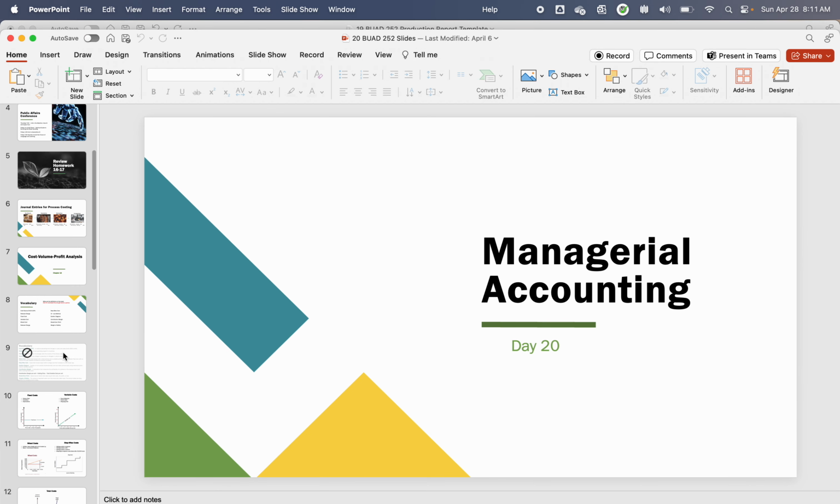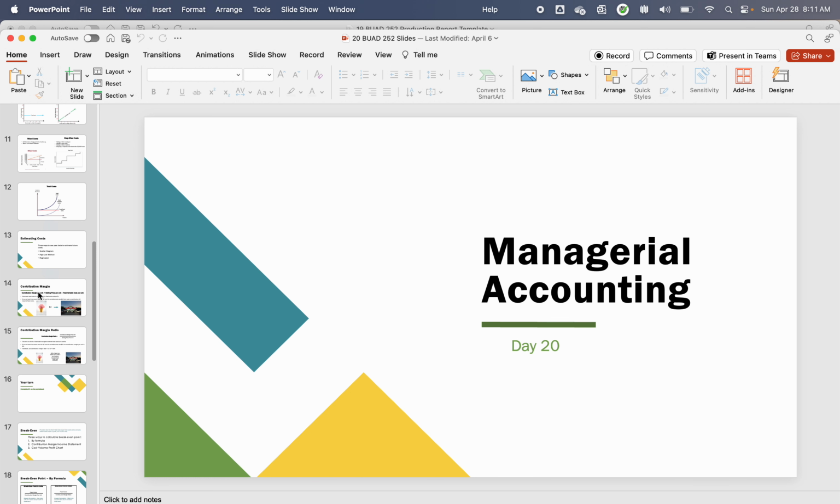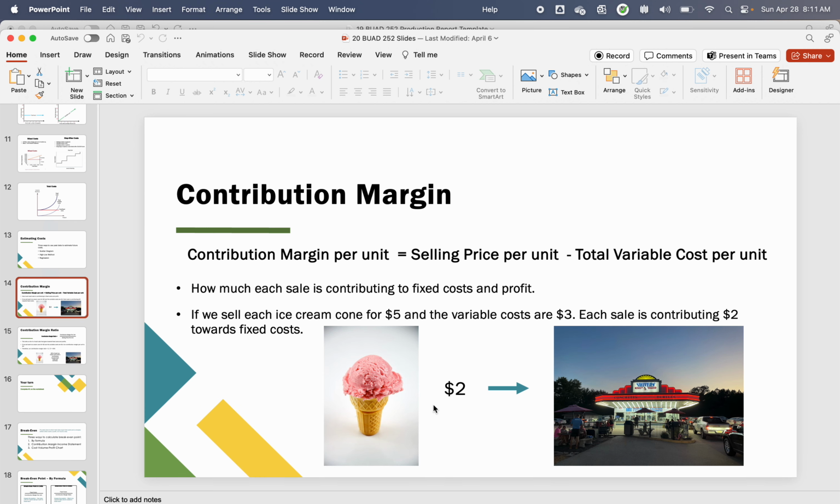Okay, here's contribution margin. Say you are running Shivers, the ice cream place. If we sell ice cream cones for $5 each, and the variable costs on those ice cream cones, which would be labor and ice cream and cones and the variable part of overhead, so what changes with the production of ice cream cones, say that all costs you $3, it means that the contribution margin is $2.